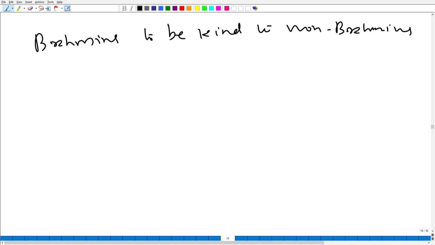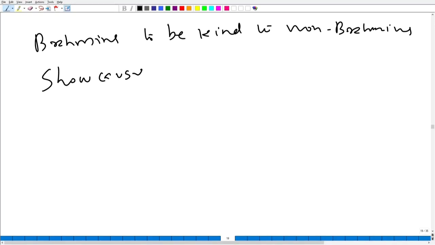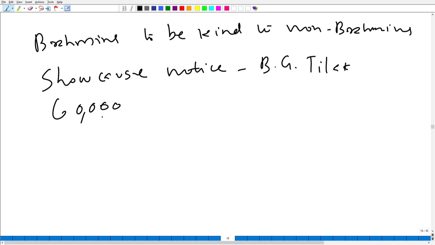Once the Home Rule League became popular, the British government adopted repressive measures to suppress it. A show-cause notice was issued to Balagangadhara Tilak, explaining why he should not be bound for 1 year of good behavior, and demanding sureties of 60,000 rupees. He was given a show-cause notice: why should he not be bound for good behavior for 1 year and a fine of 60,000 rupees?